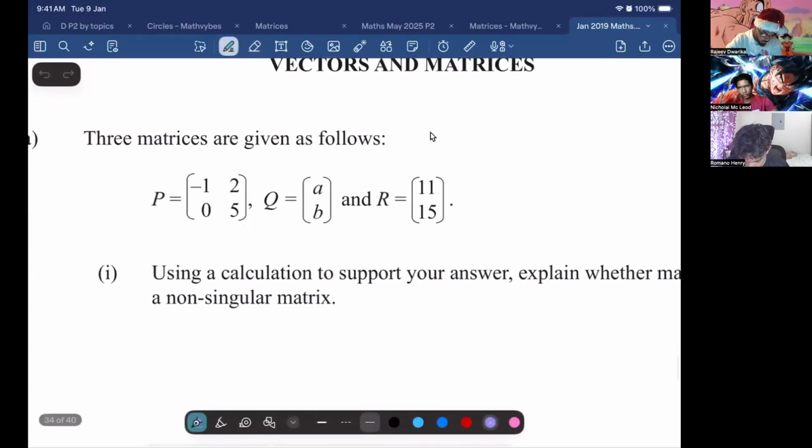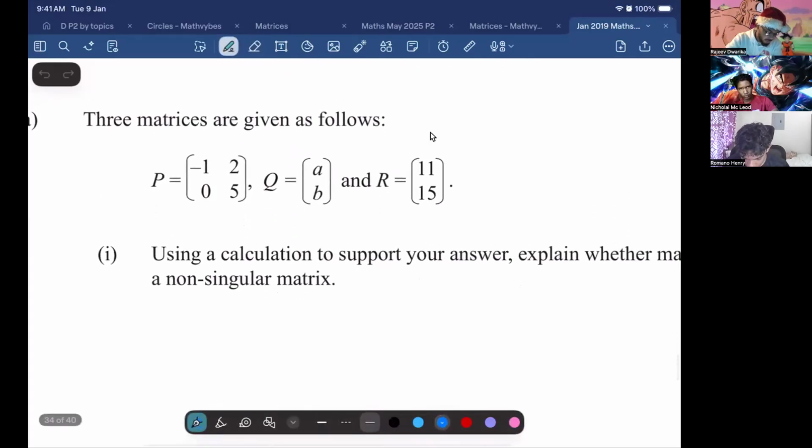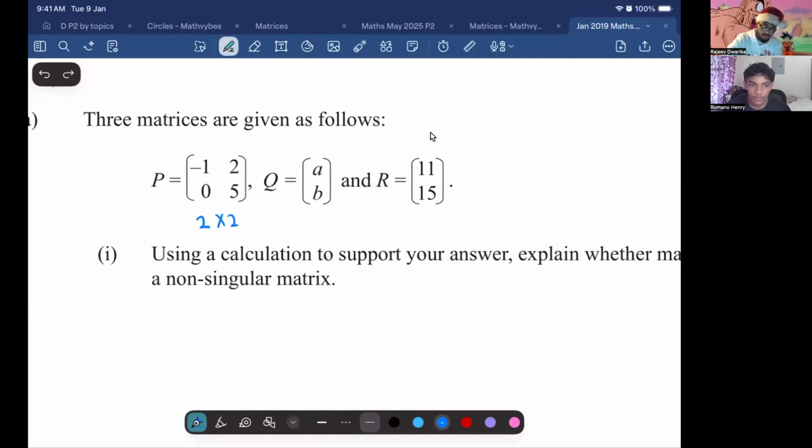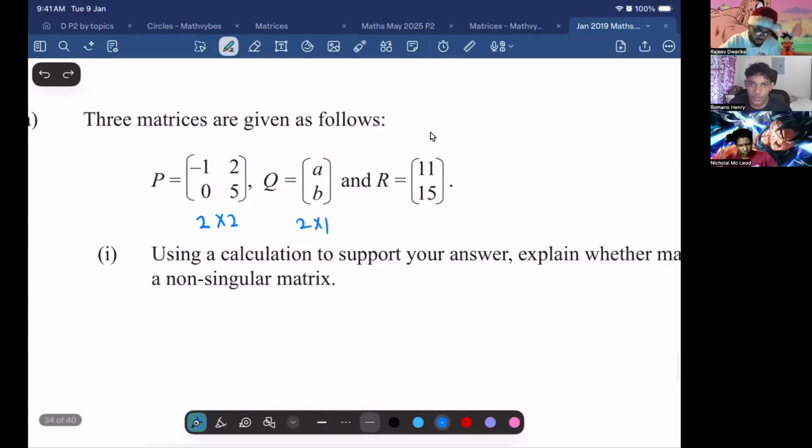Quickly, guys, what is the order of that matrix? You see 2 rows and 2 columns, so this is a 2 by 2 matrix. What matrix is this? You see 2 rows and 1 column, so these are 2 by 1. And what's this one? 2 by 1.